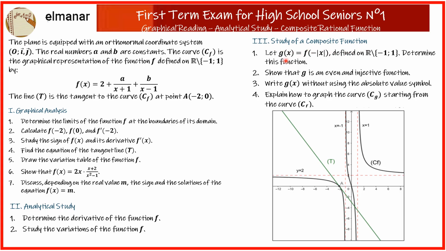1. Define the function g of x as the function f applied to the opposite of the absolute value of x. This function is defined on the set of real numbers excluding -1 and 1. Determine this function. 2. Show that the function g is both even and injective. 3. Rewrite the function g of x without using the absolute value symbol. 4. Explain how to construct the representative curve of the function g, called CG, from the curve of f.